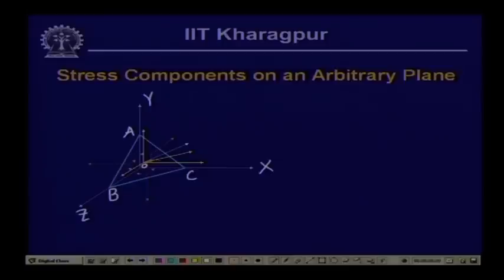As we have noticed earlier in the previous lesson, the plane, the normal to which coincides with the axis, we designate that plane in the name of that particular axis. Likewise, this particular plane is the x plane on which the normal stress sigma x acts. Likewise, the plane OBC, normal to that coincides with y direction, which is y plane, and the normal stress is sigma y on this plane. And the normal stress on the plane AOC, which is a z plane, is sigma z.